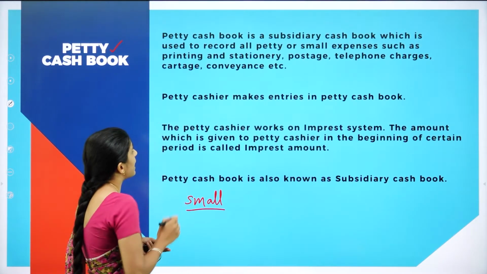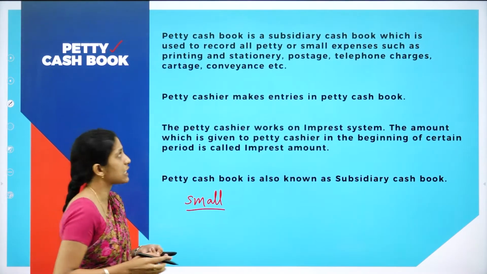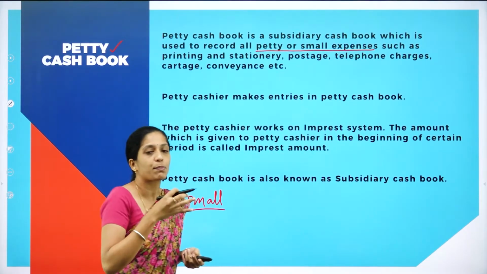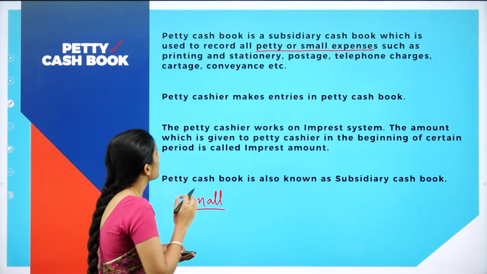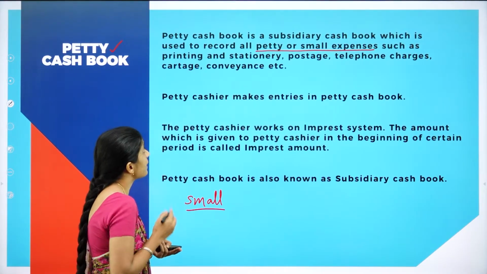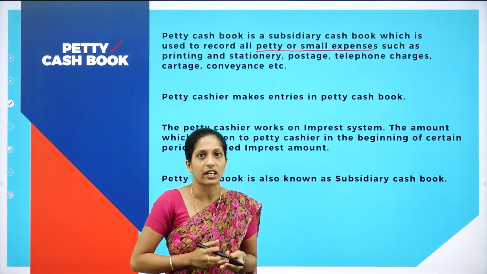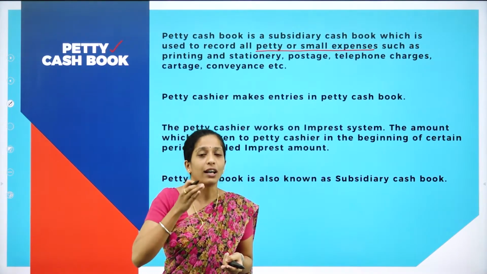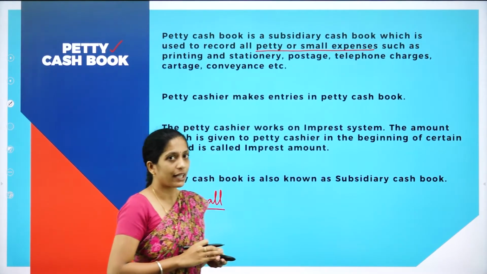Now what is petty cash book? Petty cash book is a subsidiary cash book which is used to record petty or small expenses, such as printing and stationery, postage, telephone charges, cartage, conveyance, etc. These are the expenses which take place daily in an organization, right? So in order to reduce the burden of the main cash book, we record them in a separate book which is known as petty cash book.